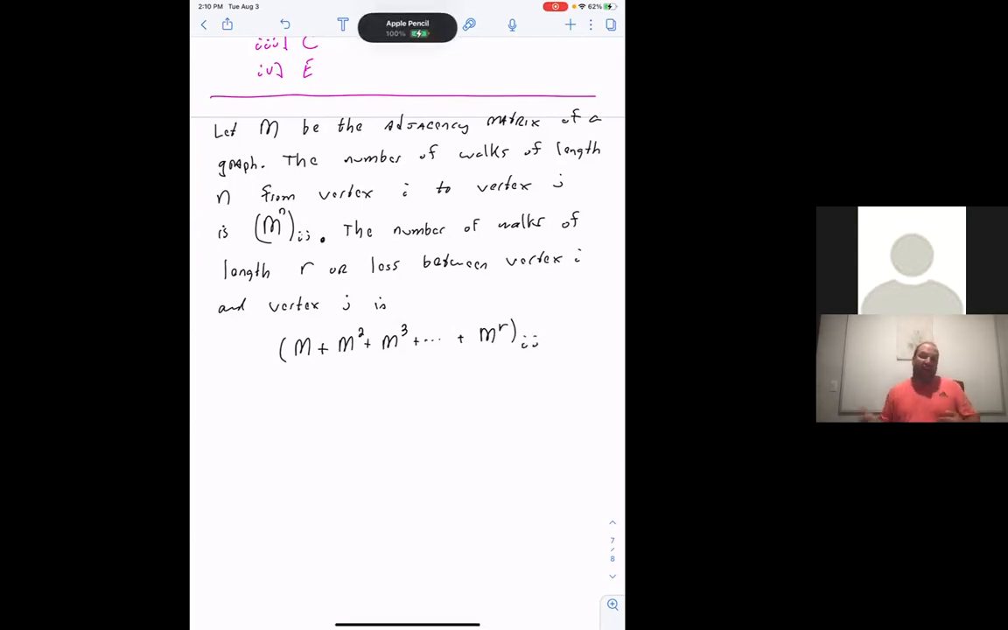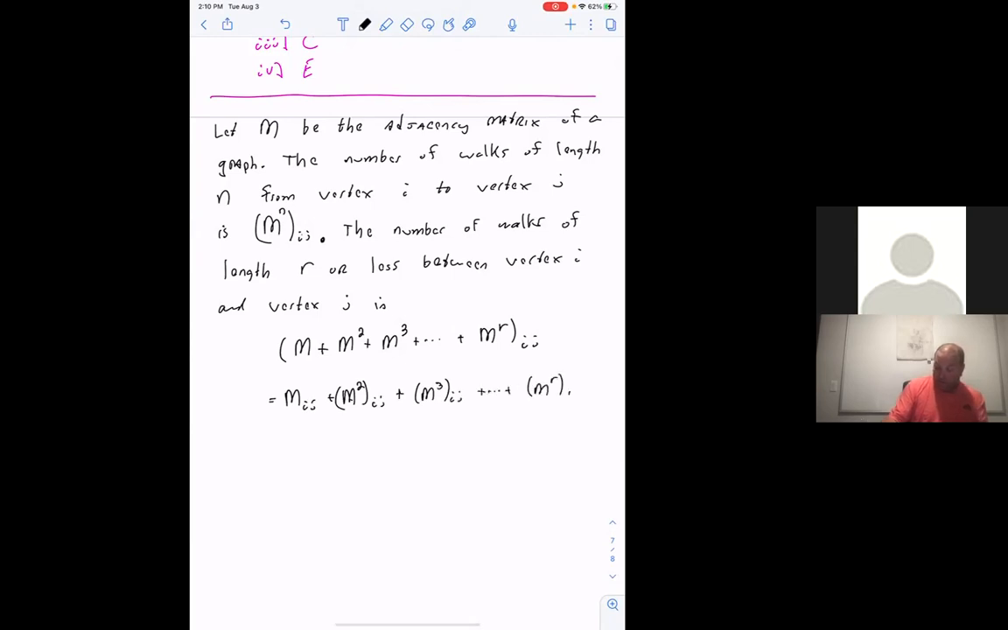So if I want 10 or fewer steps, I have to check how many in 1 step, that's M, how many in 2 steps, that's M squared, how many in 3 steps, that's M cubed, do them all individually, and then add them all together. Of course, I can either first add all the matrices and then check the entry that I'm looking for, or first do each one individually and then add them up together. I will get the same result.